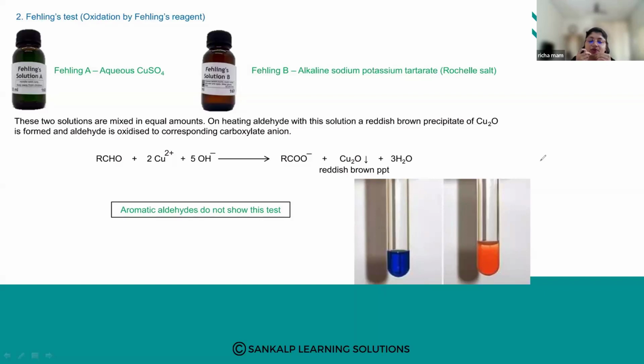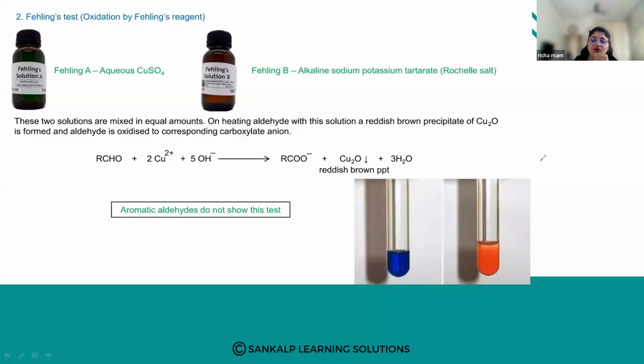And the second one was the Wolff-Kishner reaction. In that, we treat aldehydes and ketones with hydrazine, and we get a hydrazone. This hydrazone we heat in the presence of ethylene glycol and potassium hydroxide, and we get a hydrocarbon. So this also we have seen.